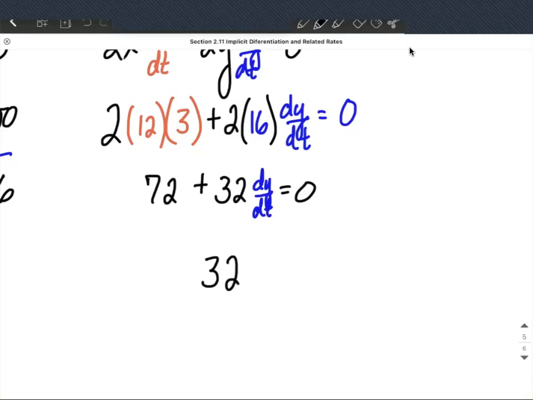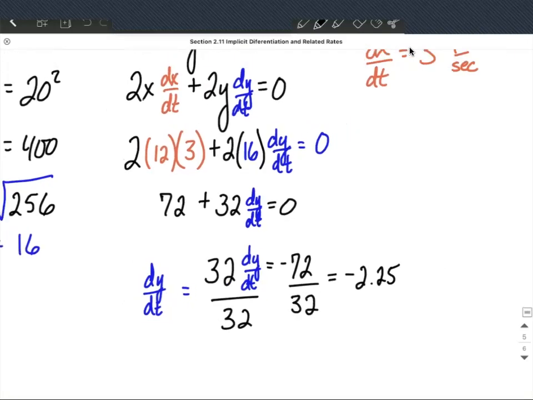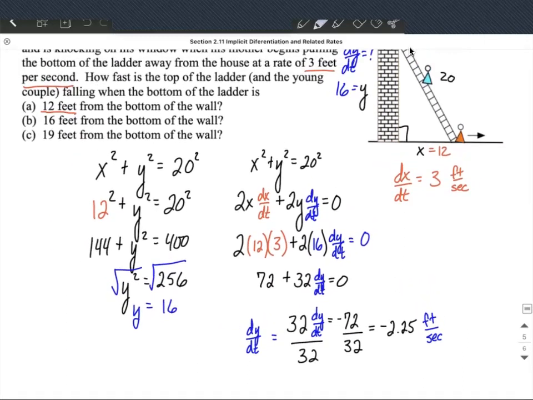It looks pretty easy to solve. We get 32 dy/dt equals negative 72. To get dy/dt by itself, we just divide both sides by 32. That isolates dy/dt on the left side. On the right-hand side, it makes sense that it's negative. This is actually going to equal, as a decimal, negative 2.25 exactly. And our rate is in feet per second, just like the rate of pulling the ladder out.